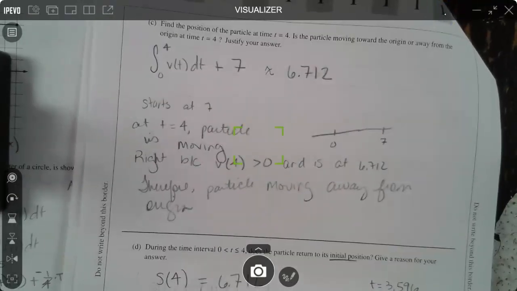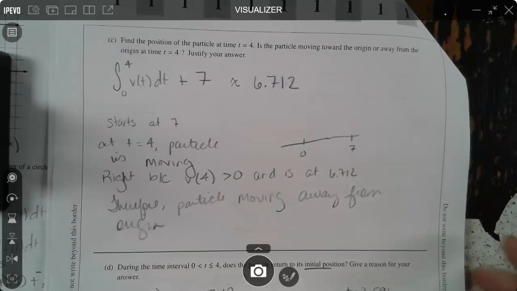All right. Here's what I did. So at t equals 4, I started thinking about a number line because I knew he started at 7, right? And the velocity is positive and at 6.72, so if he's here and the velocity is positive, that means he's moving this way, so it's got to be away from the origin. So they said that position is positive, velocity is positive, which means that it's moving away from the origin at time 4. So the movement with the justification was only 1 point.